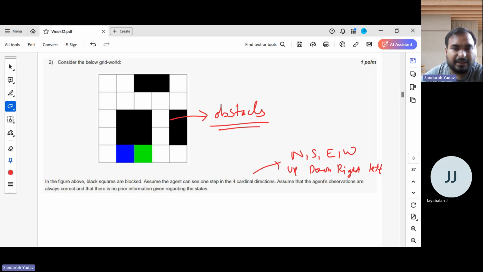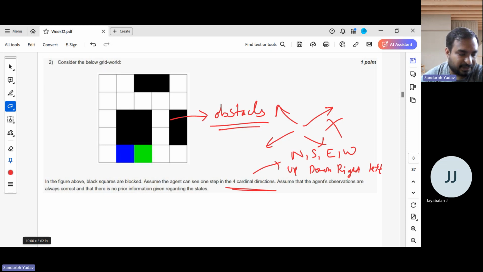Basically this means that you see in only the four cardinal directions, not diagonally. So diagonally you don't see; that is not allowed. Assume that the agent's observations are always correct. So this again means there is no noise, right? And there is no prior information regarding the states. So no prior information is given regarding the states. So what is the question now?